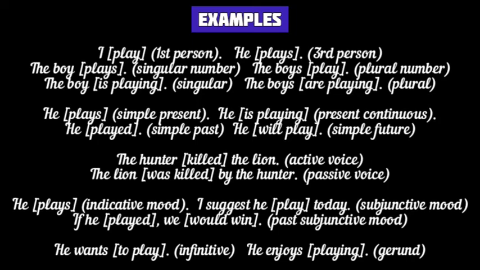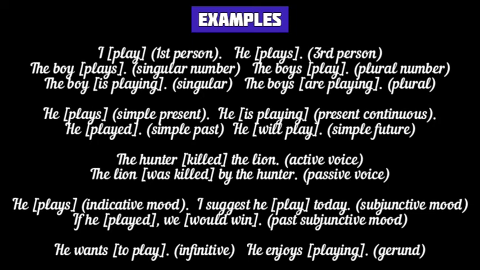In the present continuous tense, for the singular subject boy, the verb form is playing. But if the subject is plural boys, the verb conjugates as are playing. In this case too, the verb conjugation marks the plurality of the noun. Now see how the verb conjugation expresses the tenses.